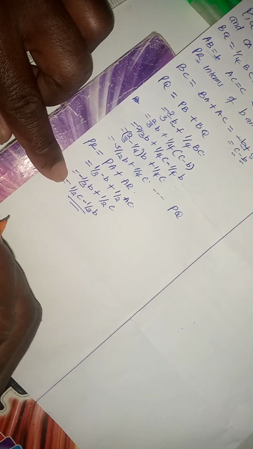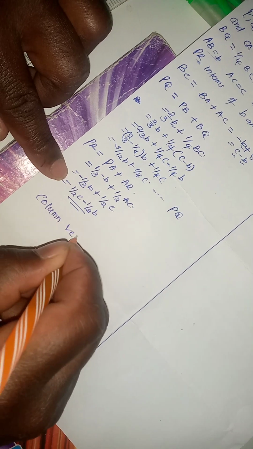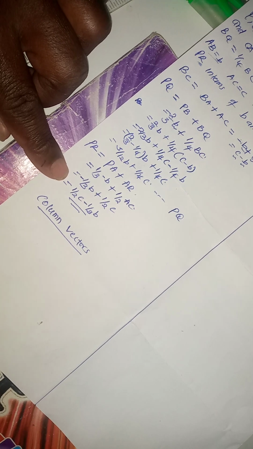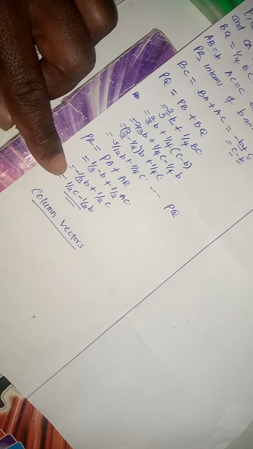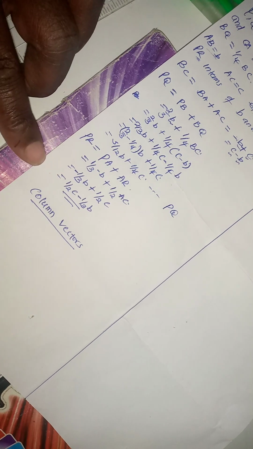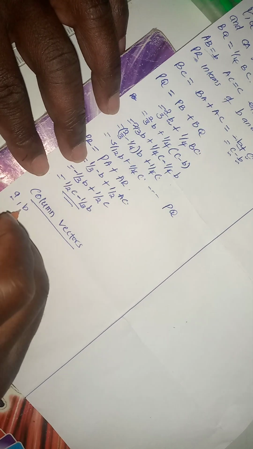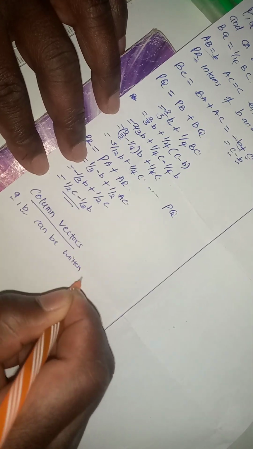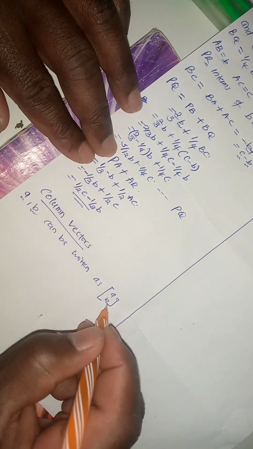Now guys, we can look at column vectors. In a coordinate plane, the vector representing a shift from one point to another is written in column form. A vector from A to B can be written in column form as AB. Now this, in this case, AB is our column vector.